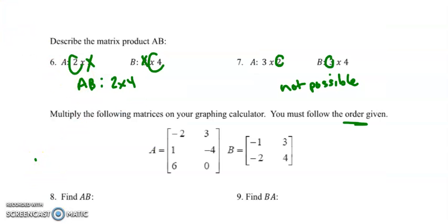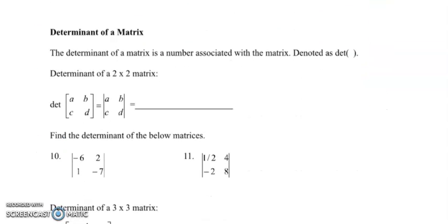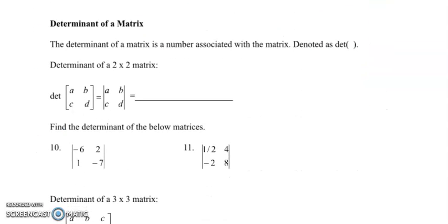Let's go back to the lesson, and again, we're just doing an overview of a lot of different things in matrices. The next item that we're going to look at is a determinant of a matrix. And a determinant of a matrix is just a number associated with the matrix, just a number.